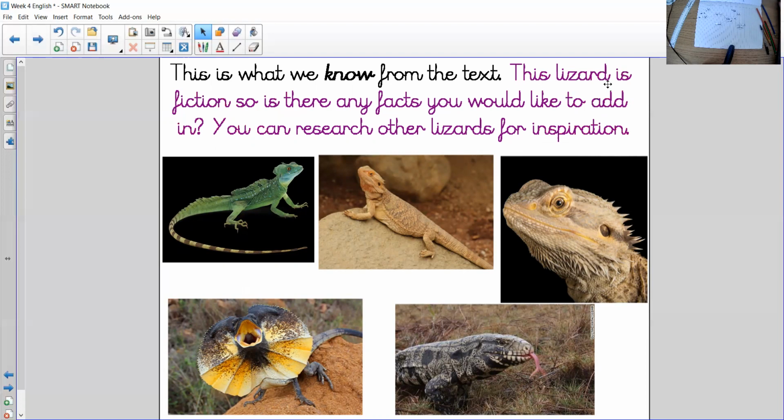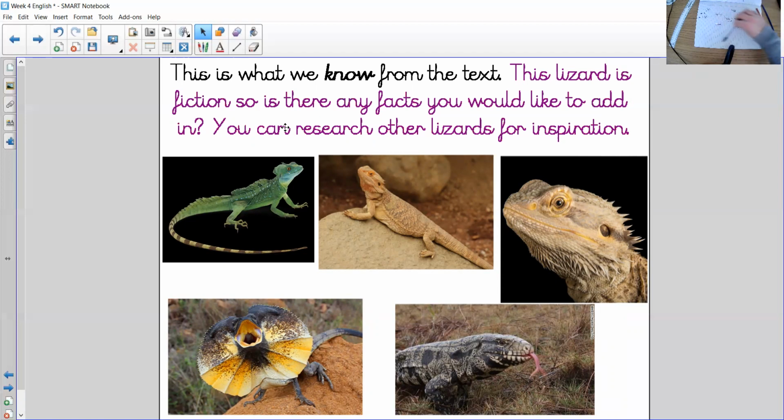So I've put it here in purple pen, because then if you want to add anything that you've had a look at on the internet, you might then want to write it in a different coloured pen so it really stands out as well. Is it something that you found out about their appearance, about their habitat, attack and defence, or their diet at all? And then you can add to it yourself.